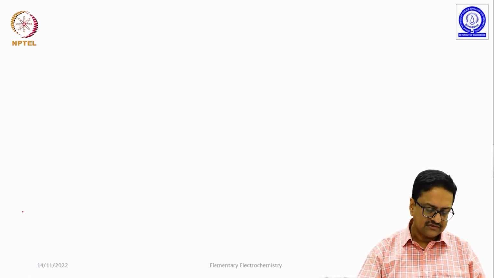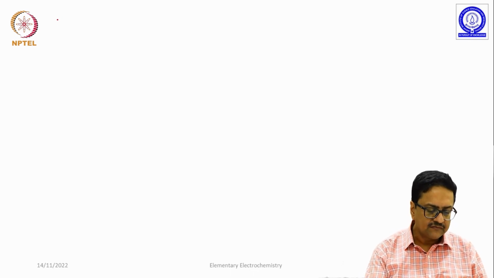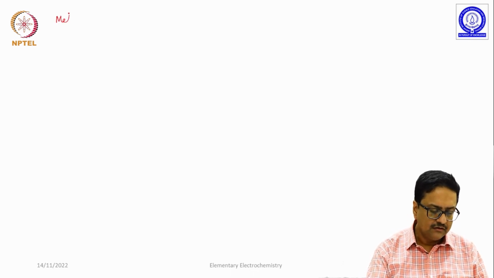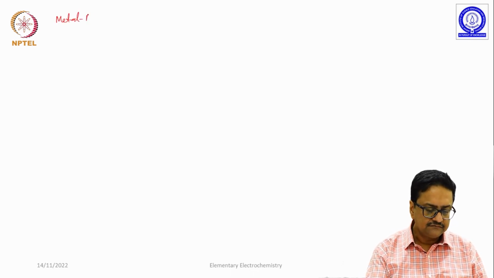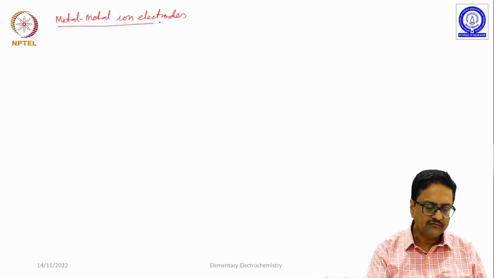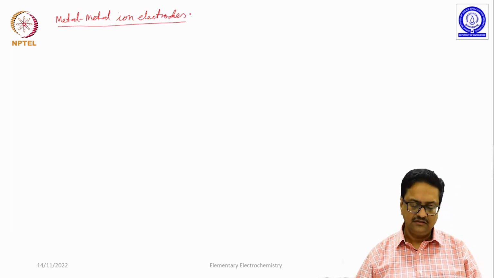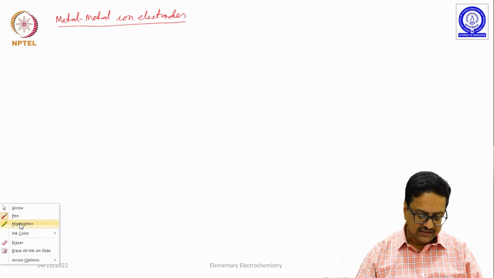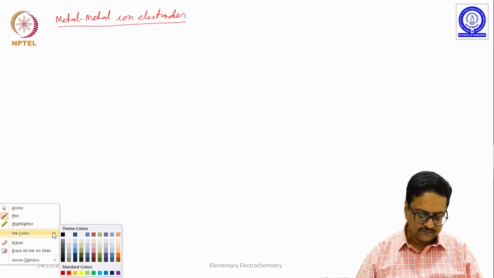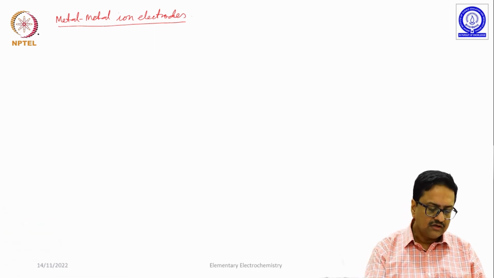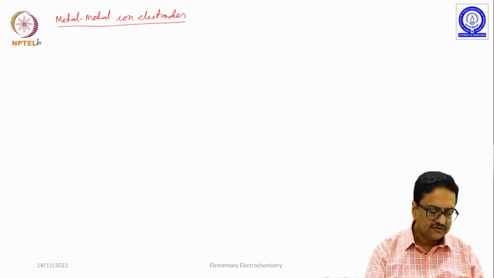that we first discussed the metal ion electrodes, and we gave some examples of metal ion electrodes towards the end of the previous lecture. So now I would like to discuss the second type of electrodes, the gas electrodes.